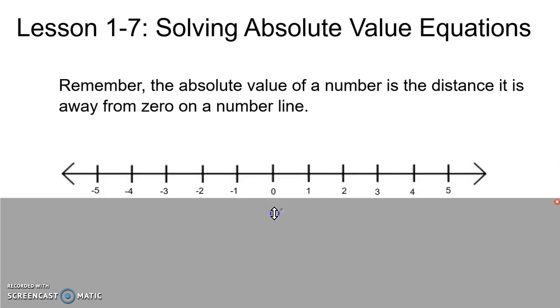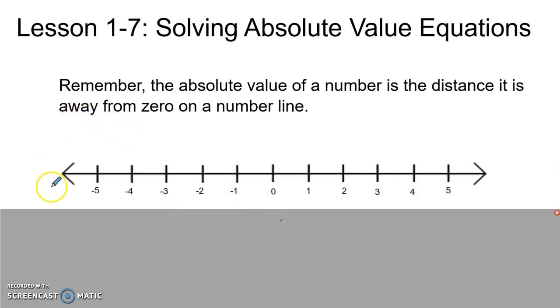So just a reminder of what an absolute value is. Remember, the absolute value of a number is its distance away from 0 on a number line. So the absolute value of 5 is going to be 5 units away from 0, and the absolute value of -5 is going to be 5 units away from 0. So the absolute value of a single number or constant is just going to be the positive value. Okay, so it's just going to take away that negative sign.